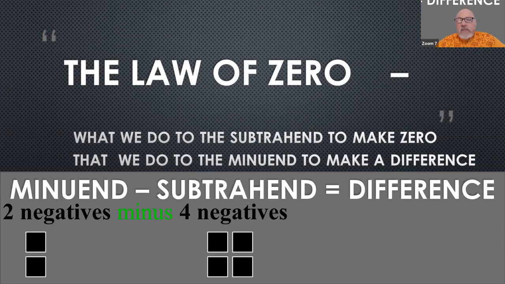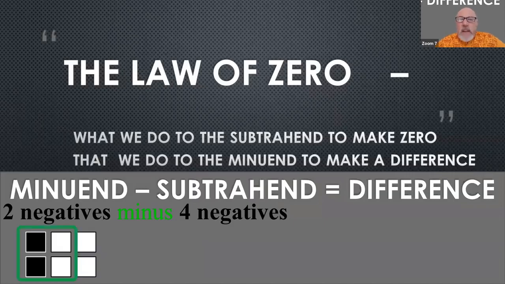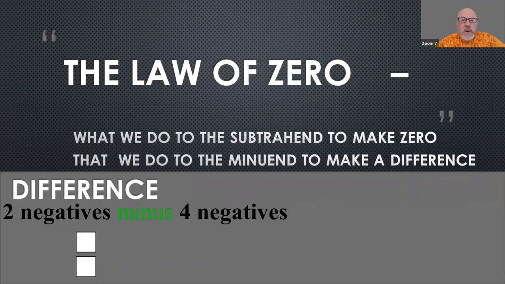So how do we make 4 negatives 0? We add 4 positives. And because we added 4 positives to the 4 negatives to make them 0, we add the 4 positives to the minuend, we cancel out the 0, and we get the answer of 2. So if you use the law of 0, it doesn't matter the sign of the terms in the expression. The law of 0 is on your side.